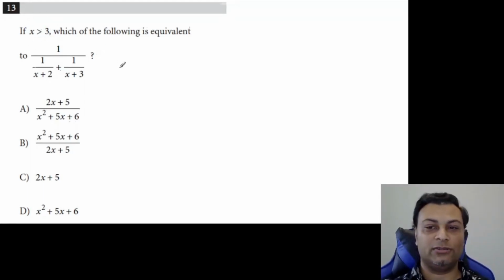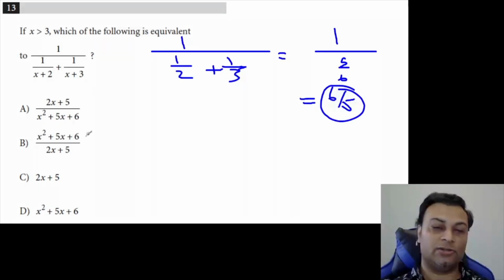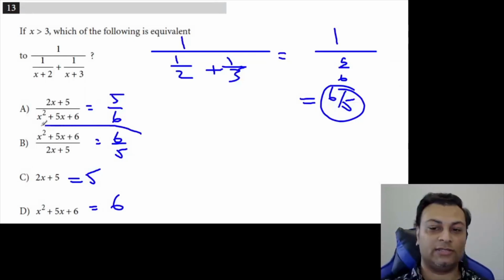But plugging in 0, let's see what we have. 1 over 1/2 plus 1/3, which is 1 over, now we have to add these two fractions to get 5/6, and you get 6/5 as the answer. Plugging in 0 into any of these, we're trying to get 6/5. This will give you 5/6, this will give you 6/5. Plugging in 0 here will give you 5, plugging in 0 here will give you 6. So the answer is B, by plugging in 0.